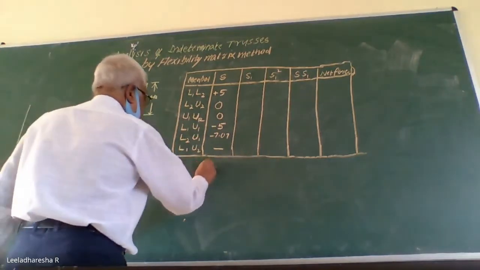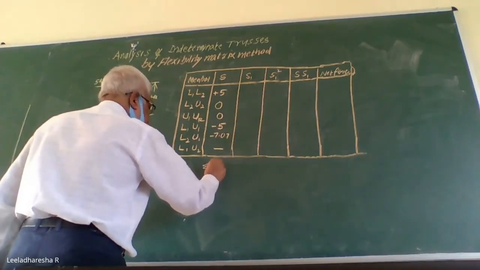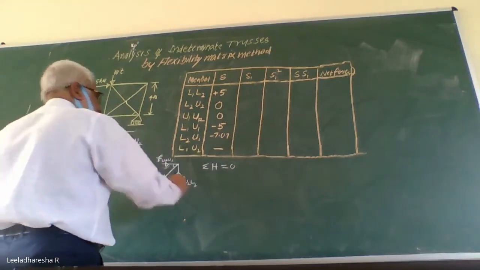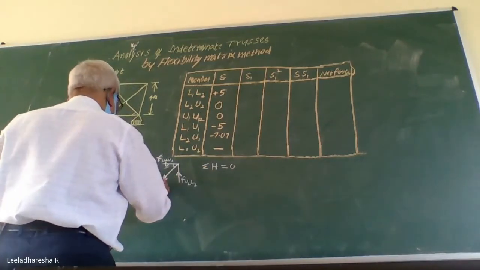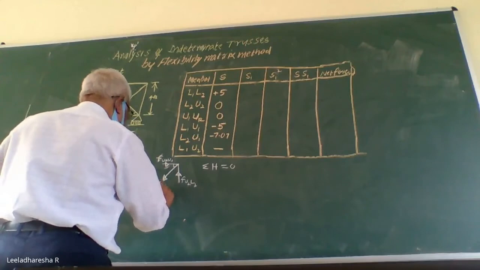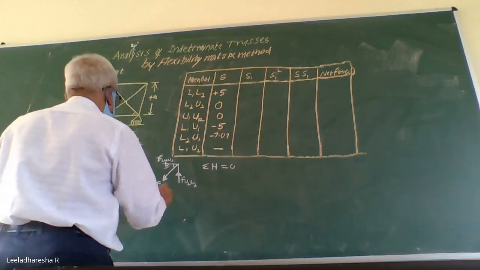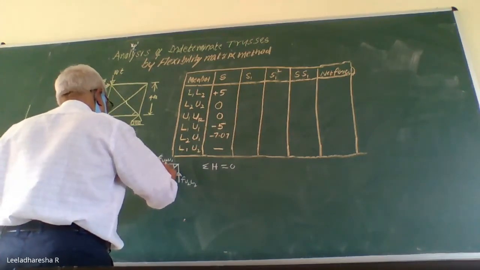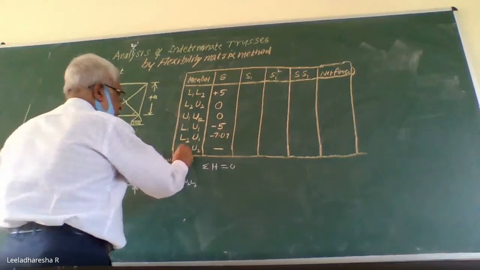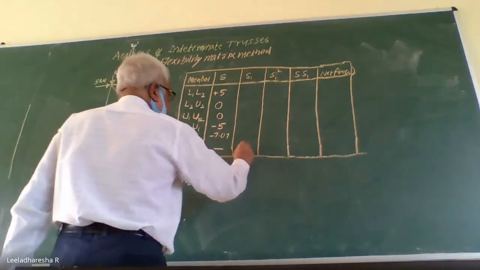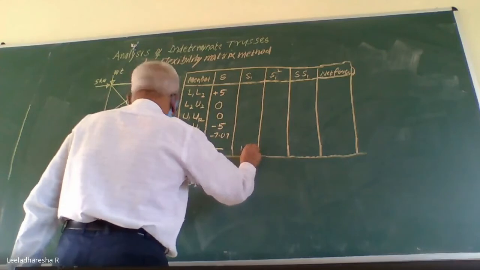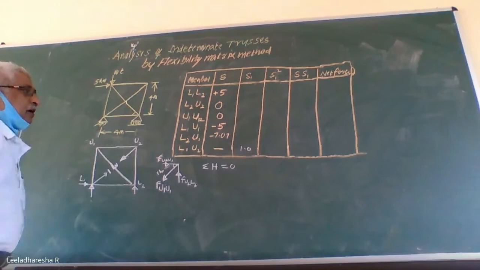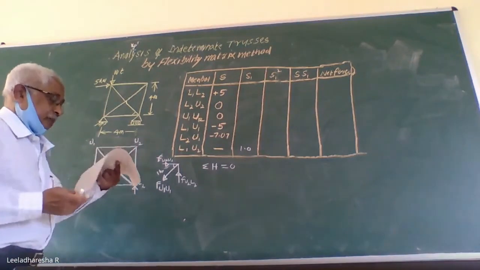Now apply conditions of equilibrium using sigma H equal to 0. I resolve this, it moves towards left. Force in this member, you can call it as F U1 U2. It is normal, 1 kilonewton. It is not 2. So F U1 L1, you can directly write 1.0. I assume this to be a tension, so I will consider positive, 1.0.